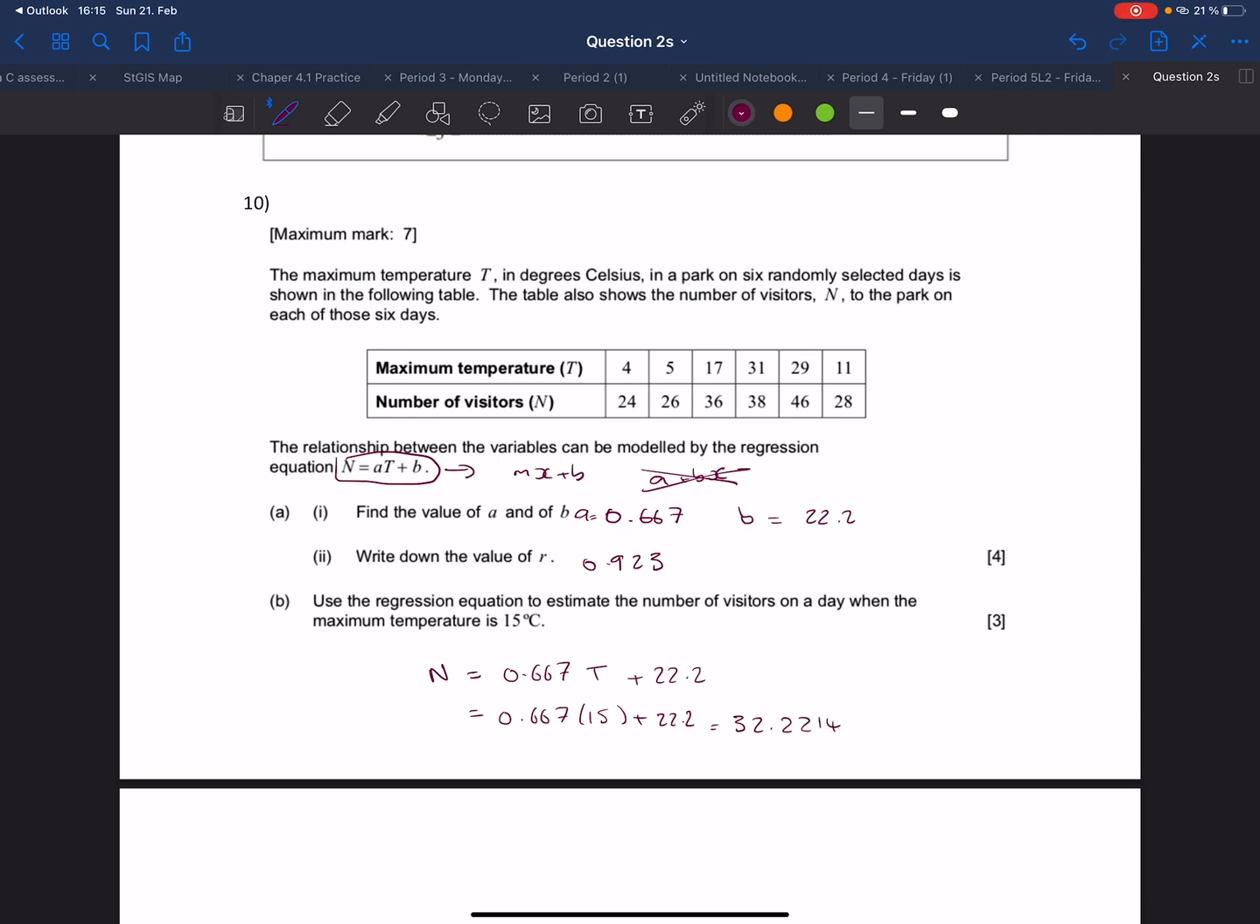32.2214. But we're talking about a number of visitors, right? So it should be an integer value. So I'm going to round that to the nearest integer value, which is 32. So that is my final solution.